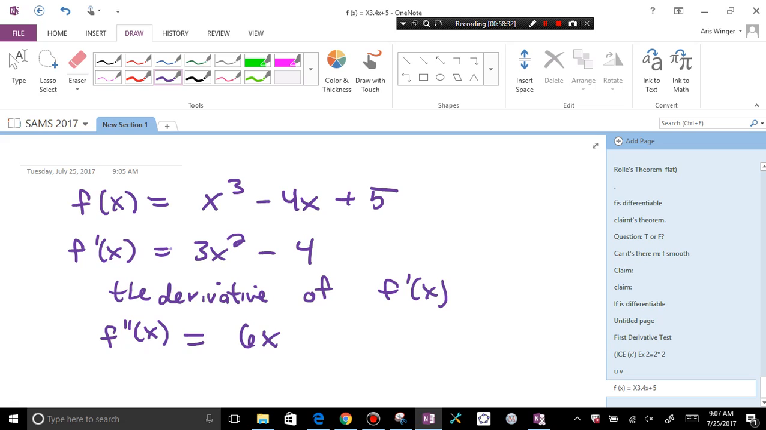But as it stands right now, f double prime only represents the rate of change of what? The rate of change of the rate of change. So the street version right now is that this is the rate of change of the rate of change.